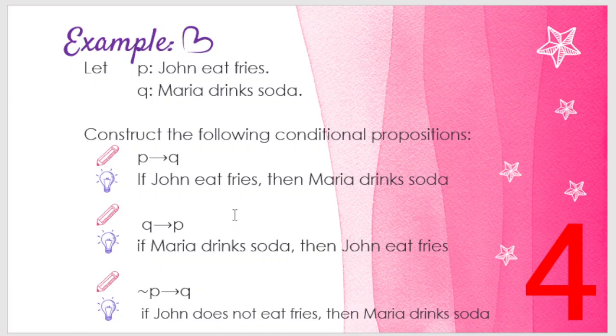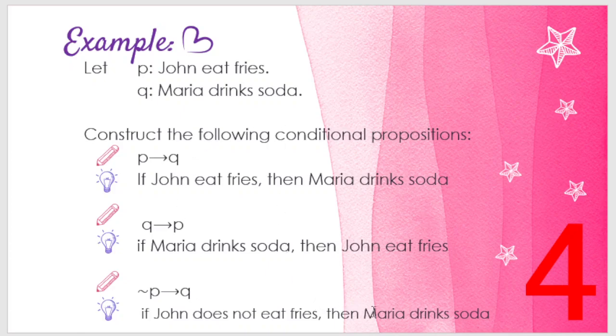For the second symbolic form, we have Q implies P. Again, let's start with the word "if," followed by "then." We let Q be Maria drinks soda. Therefore, if Maria drinks soda, then John eats fries. For the third one, we start again with "if," followed by "then." We let P be John eats fries, and since it is a negation of P, or not P, our statement will be: if John does not eat fries, then Maria drinks soda.